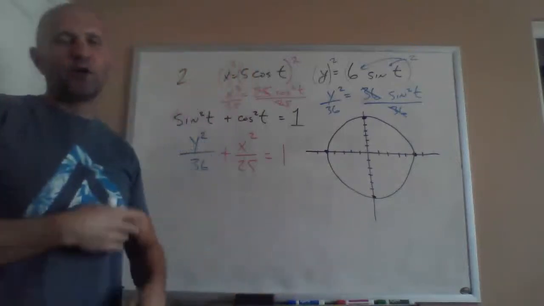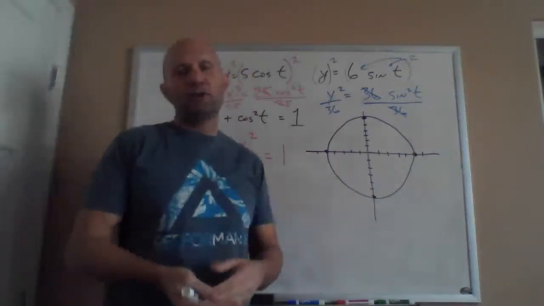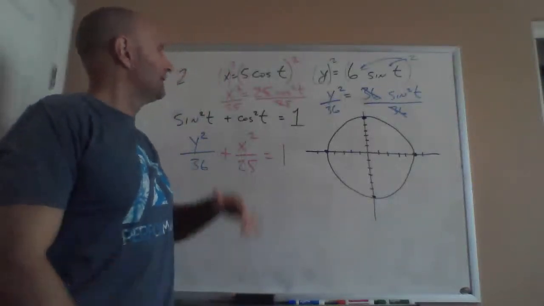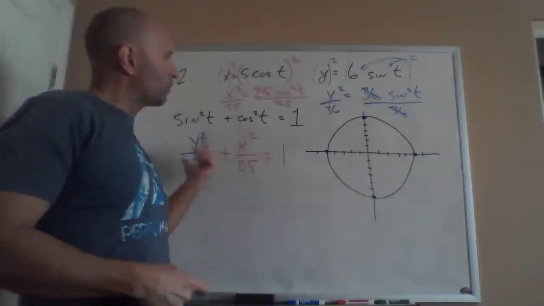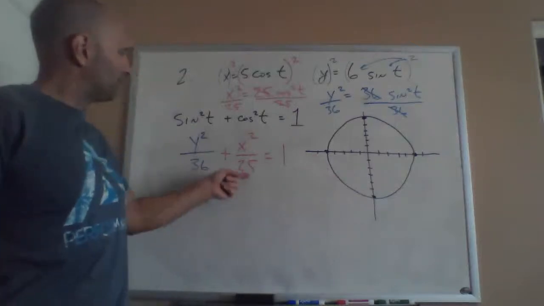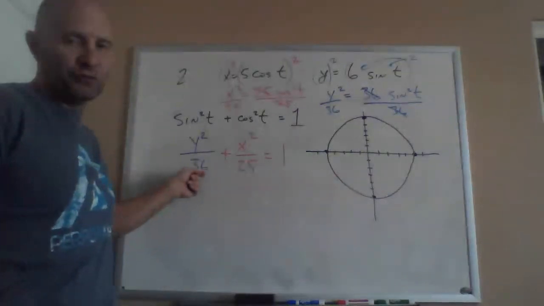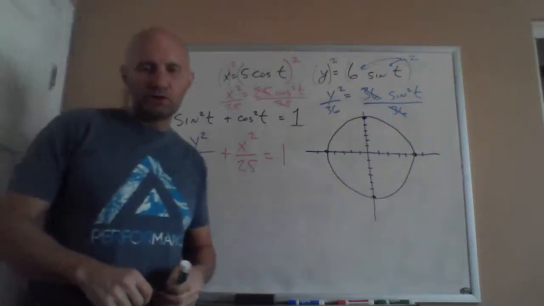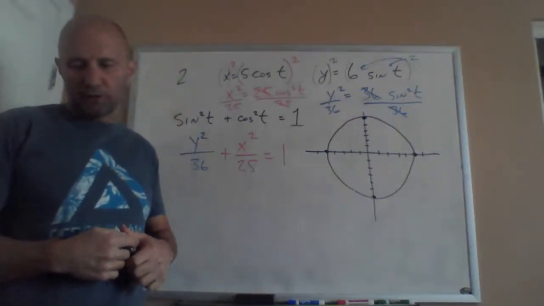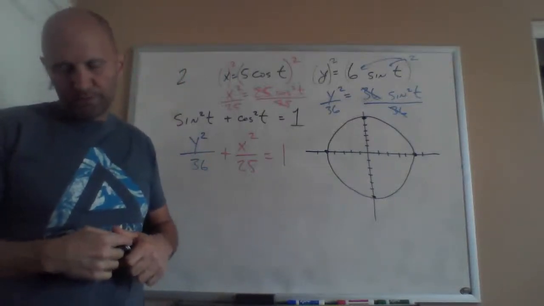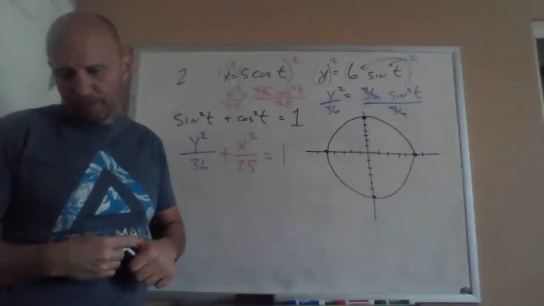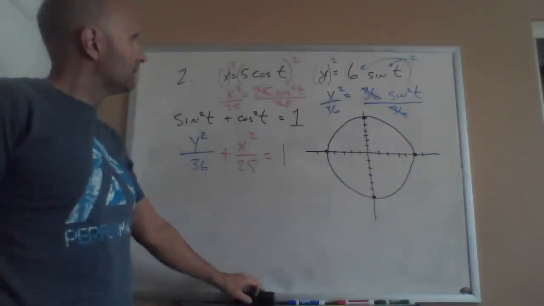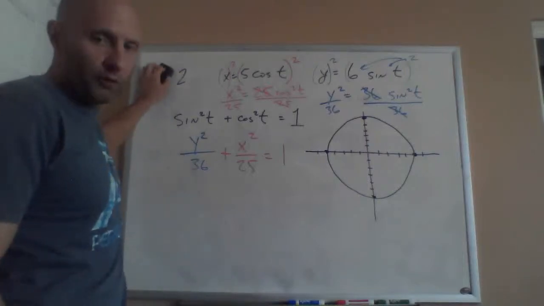We've converted this. It's all x's and y's and numbers. And again, as you'll see in chapter 11, this is the equation of an ellipse that's 5 units left and right, 6 units up or down. So any questions on that one? So that's number 2. All right, so let's move on to number 4.